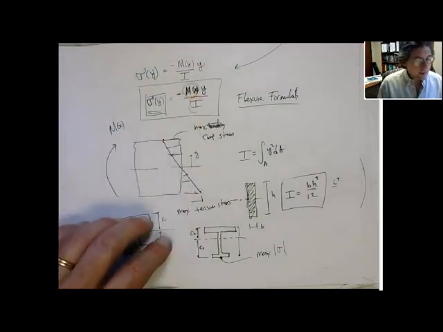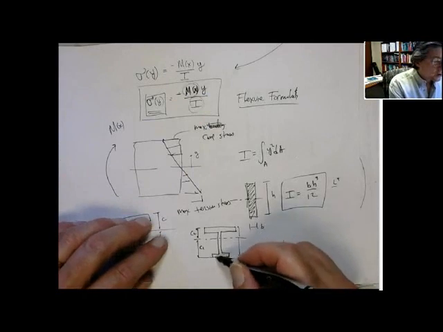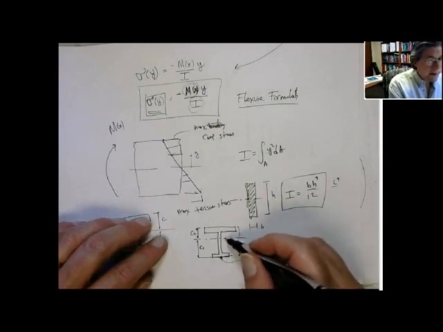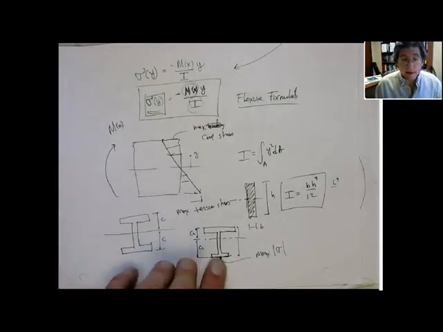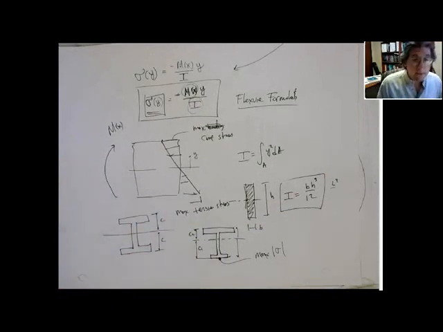And what we're saying here is you go to the point on the cross section farthest away from the neutral axis. That's where the maximum stress will be. Now, this might be tension or it might be compression. You don't know until you know the signs of bending.